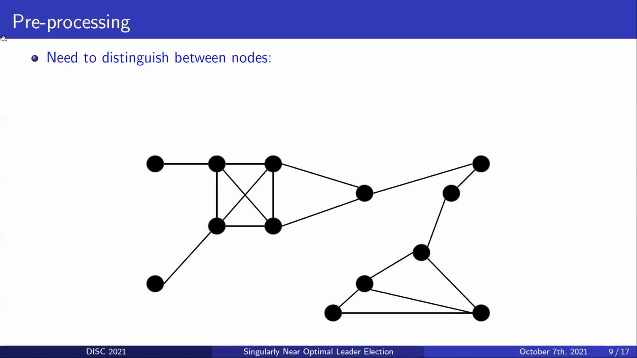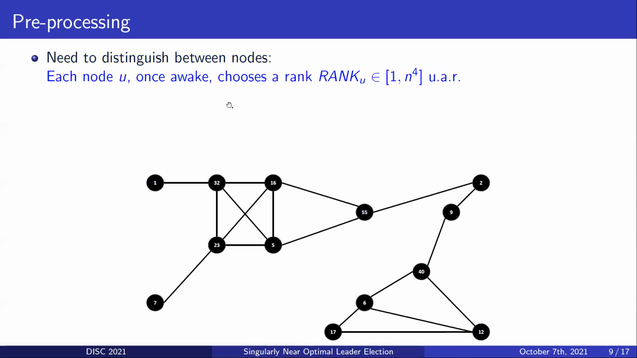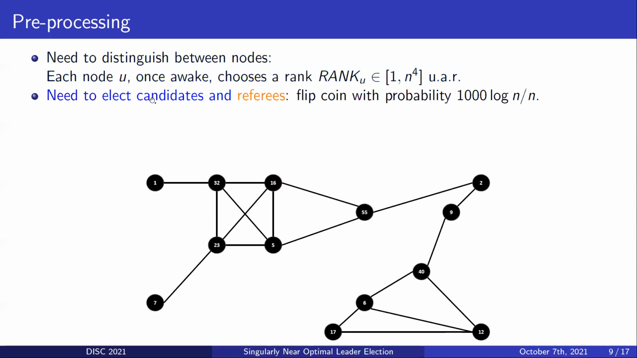Now, in order to get to this algorithm design, we have to do a little pre-processing first. First of all, these nodes are anonymous, so we need to distinguish between them. We can do that by having each node choose a rank or an ID between 1 and n power 4 uniformly at random. This guarantees that the IDs in the network will be unique. Each node will have a unique ID with high probability. Now, we need to elect candidates and referees. How can we do that?